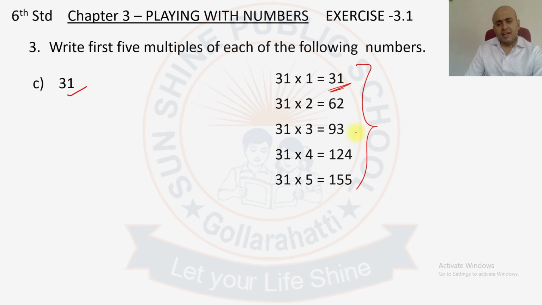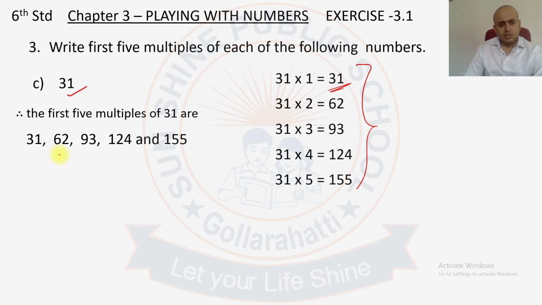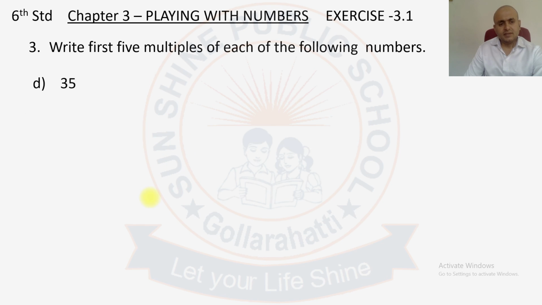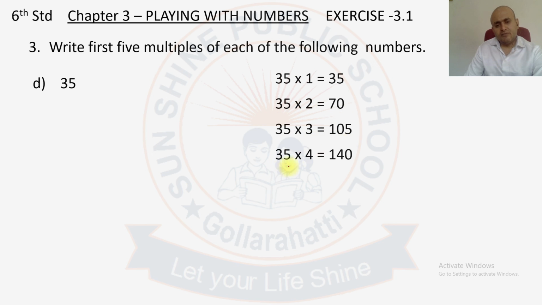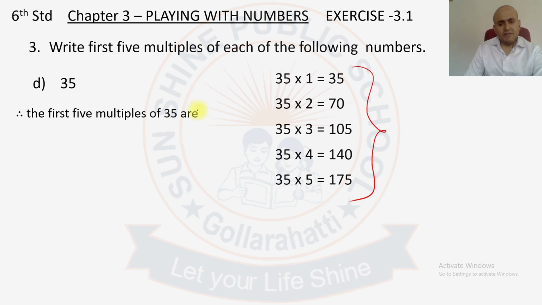We call the first 5 of the 31 table the multiples. So here the first 5 multiples of 31 are 31, 62, 93, 124 and 155. Next question is 35. Again, if you write the table of 35, you get the multiples of 35. 35 ones are 35, 35 twos are 70, 35 threes are 105, 35 fours are 140, 35 fives are 175. So the first 5 multiples of 35 are 35, 70, 105, 140 and 175.